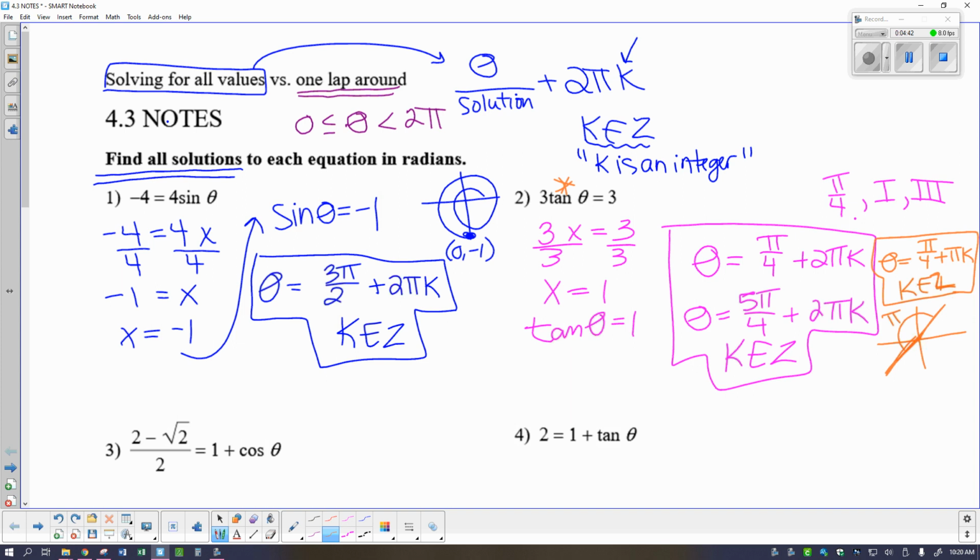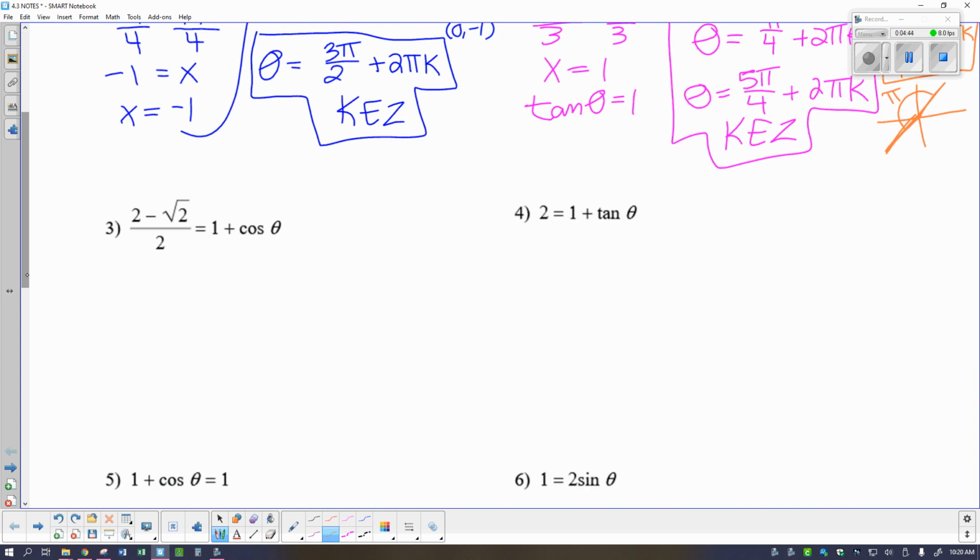All right, let's move on to number 3. We've done something similar to number 3. We're going to do a couple things all at once. Remember back in trig identities, we broke this fraction down. 2 over 2 is 1 minus square root of 2 over 2 equals 1 plus x. And I replaced cosine with x.